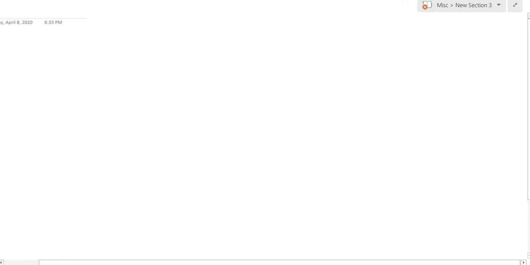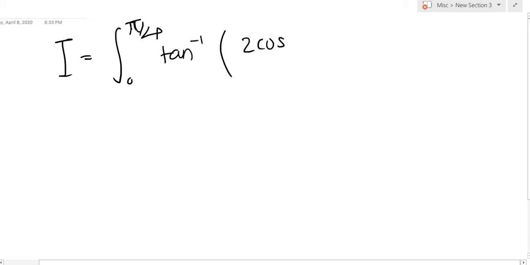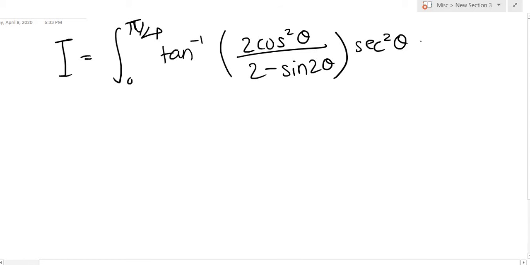So we have an integral as always, let's call it I, which goes from 0 to pi by 4, and the integrand is inverse tangent of 2 times cos squared theta over 2 minus sine 2 theta, times secant squared theta d theta.